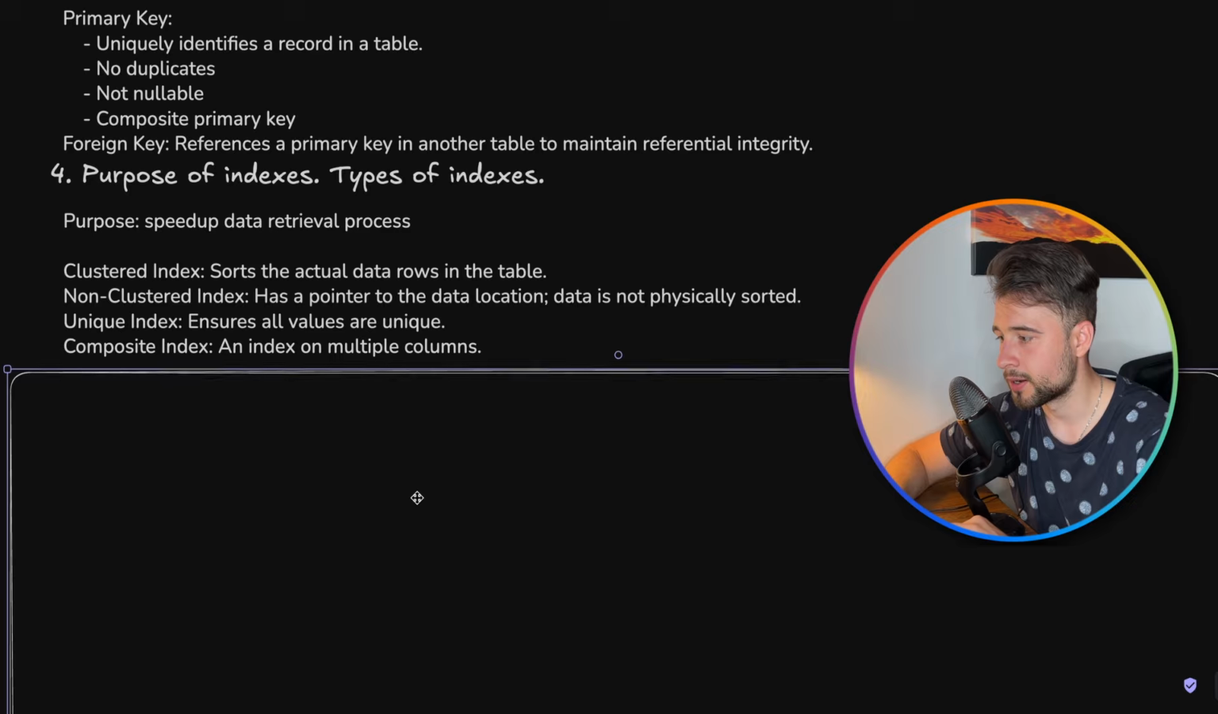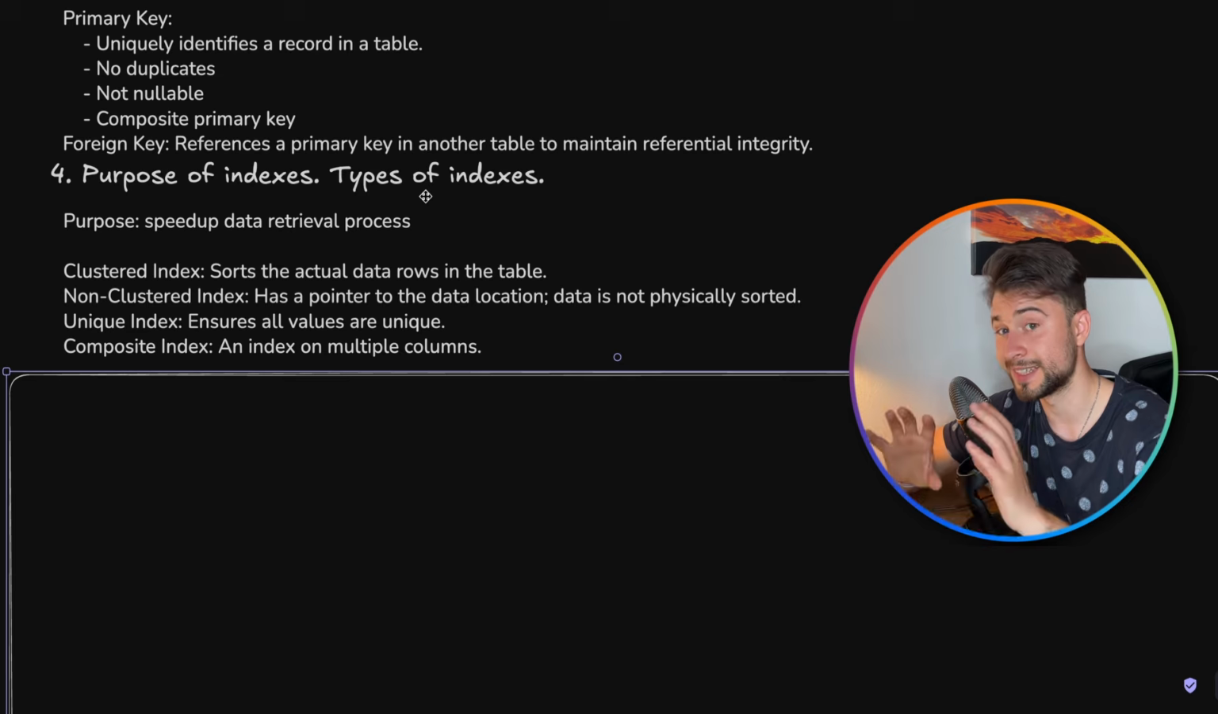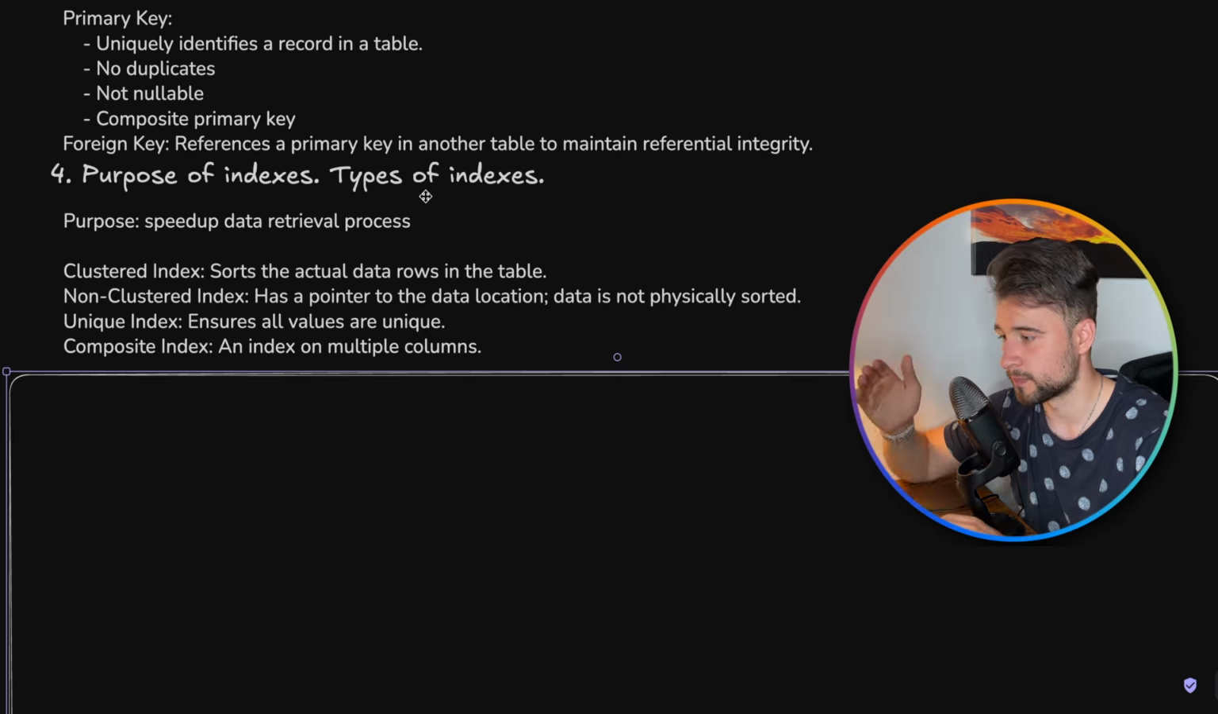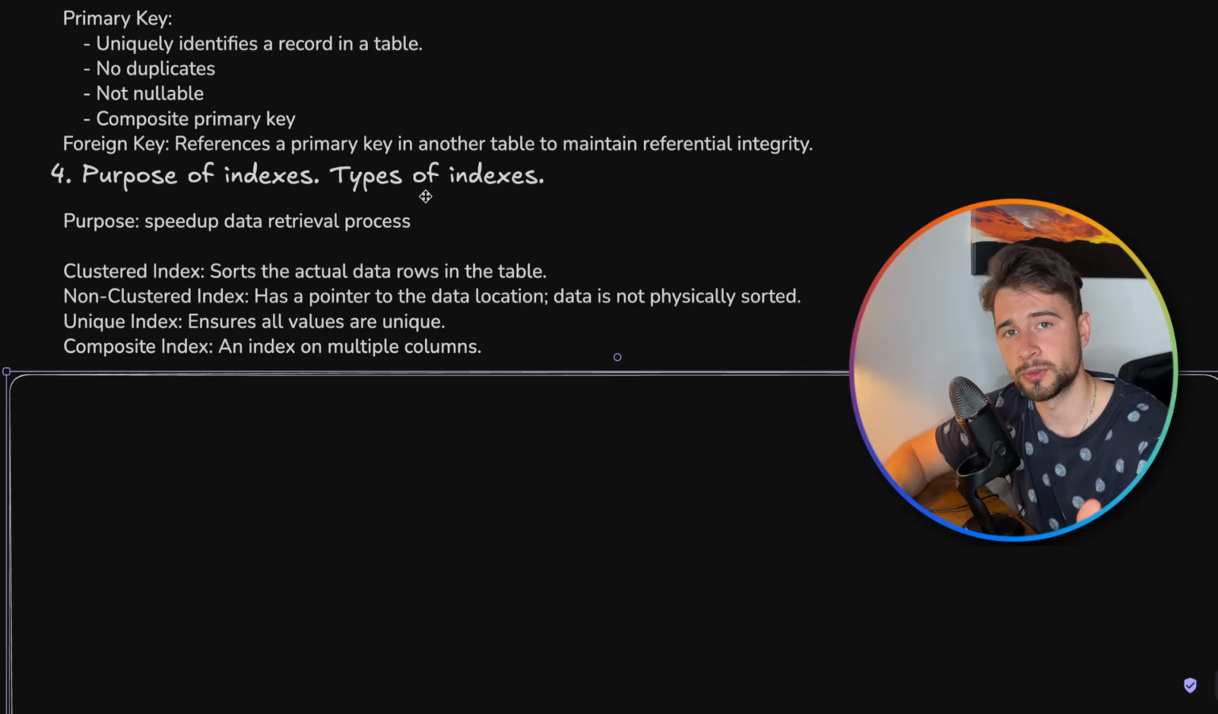Question number 4. Purpose of indexes and types of indexes. In this topic you can go very deep, but here are just a few key points about it. The purpose of the index is to speed up the data retrieval process. If you have a huge table and you notice that select queries with a certain filtering condition happen often on this table and they take a long time to give you the results, it might be a good sign that you should consider creating an index, if the column that participates in the filtering does not have an index yet.